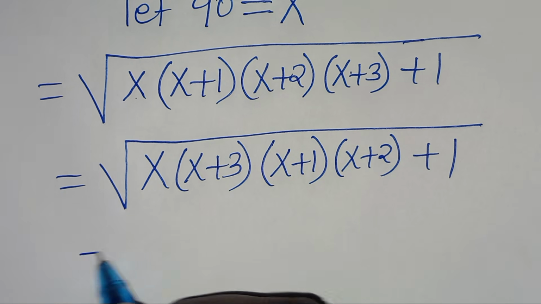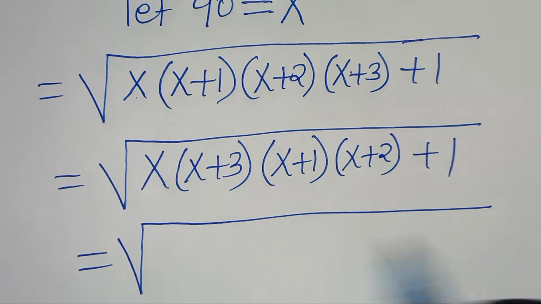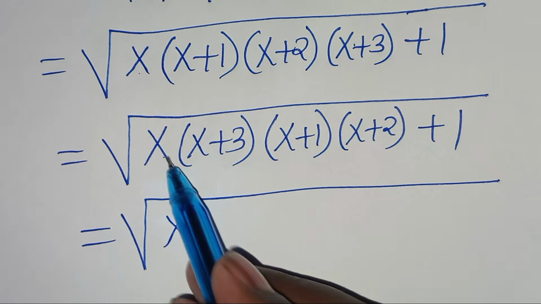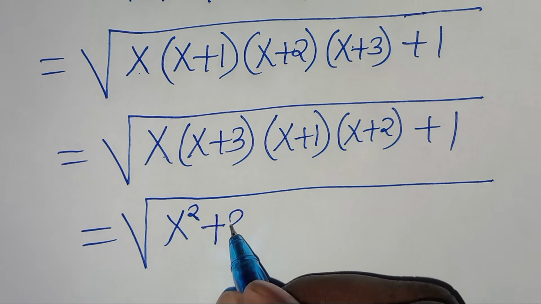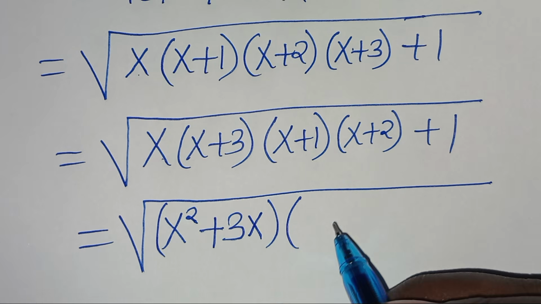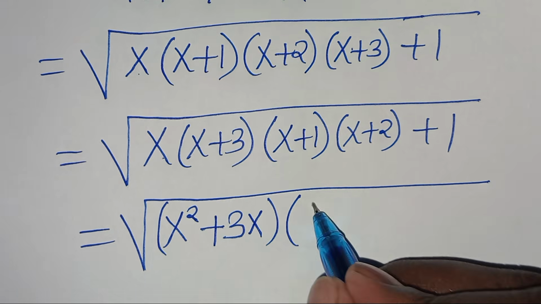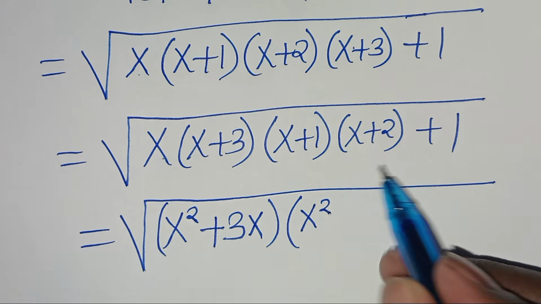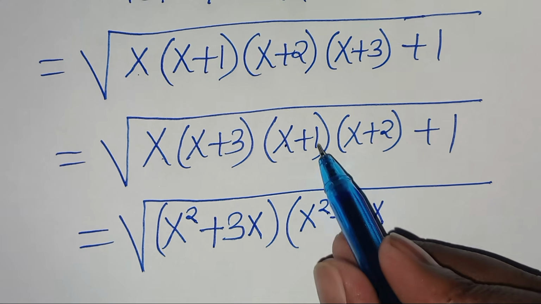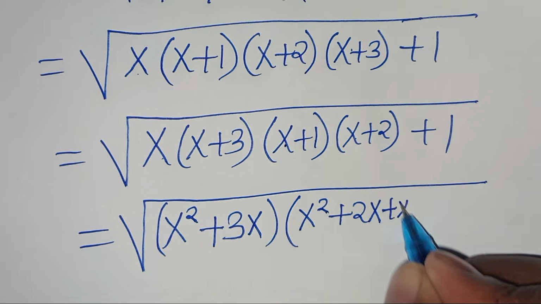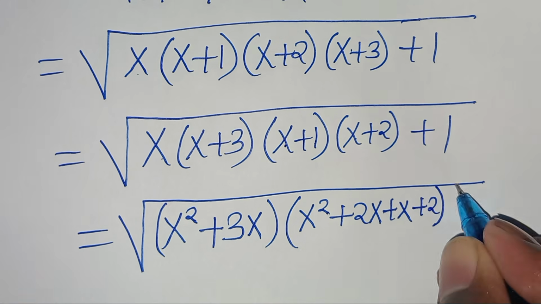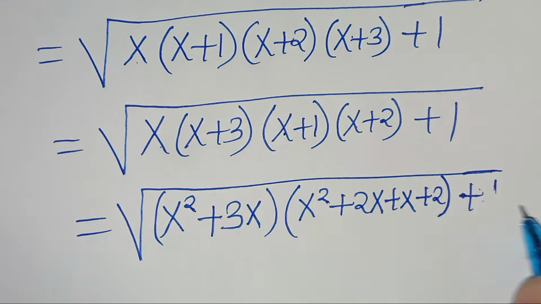In the next step, let's multiply. x times x is x to the power of 2. Then x times 3 is plus 3x. Close the parenthesis. Then here we have x times x, which is x to the power of 2. Then x times 2 is plus 2x. Then 1 times x is plus x. Then 1 times 2 is plus 2. Close the parenthesis. Then this is plus 1.